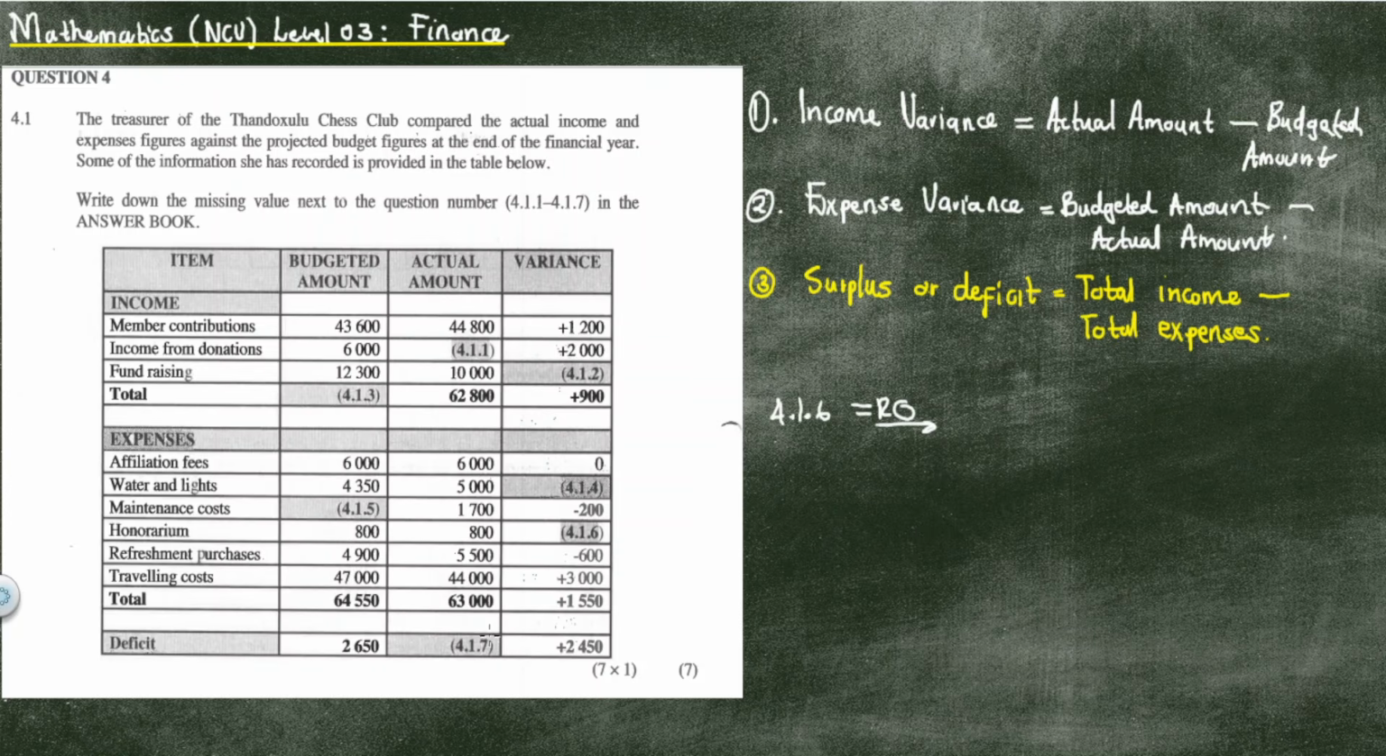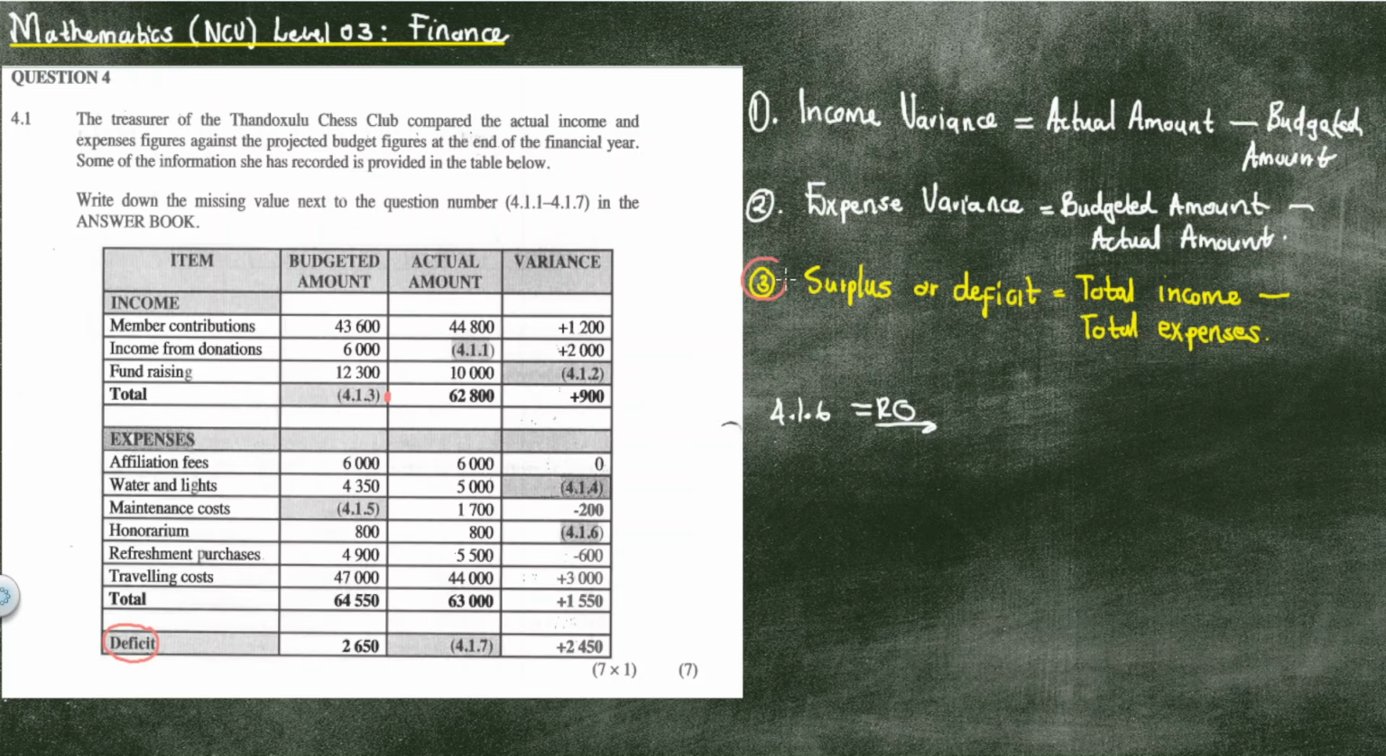And then we now have 4.1.7. Okay, so this one, it's in a deficit as well. Let me just point that out. It's in a deficit as well. Okay, so how do we calculate the deficit?